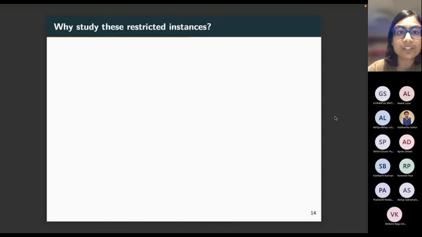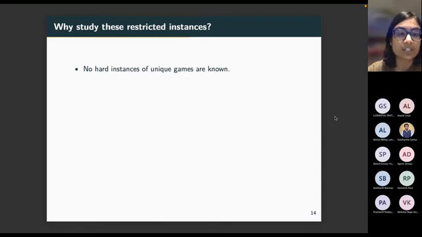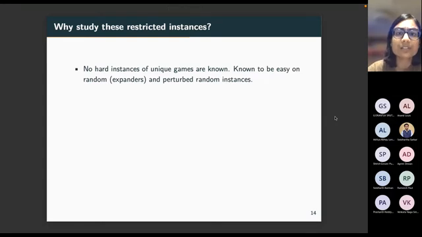So firstly, what is the motivation to study unique games on restricted classes of graphs? Firstly, we don't know any hard instances of unique games. So we don't even know conjectured hard instances because whatever instances we come up with, there are sum-of-squares algorithms or some easy algorithms for it. So it is known to be easy, as I said before, on random instances, which are expander graphs, and on perturbed random instances.